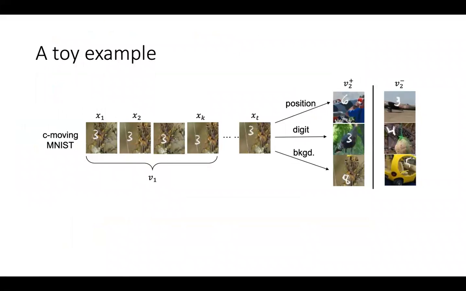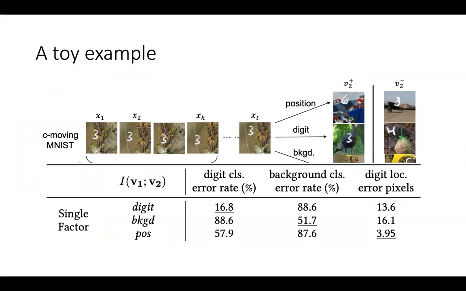Okay. Now let's take a look at the case where we have two views. For example, you can have the two views just share one single factor. In this case, if they just share the digit information and you extract the representation by contrastive learning, on top of the representation learned by contrastive learning, you have a different classification head to do several tasks.